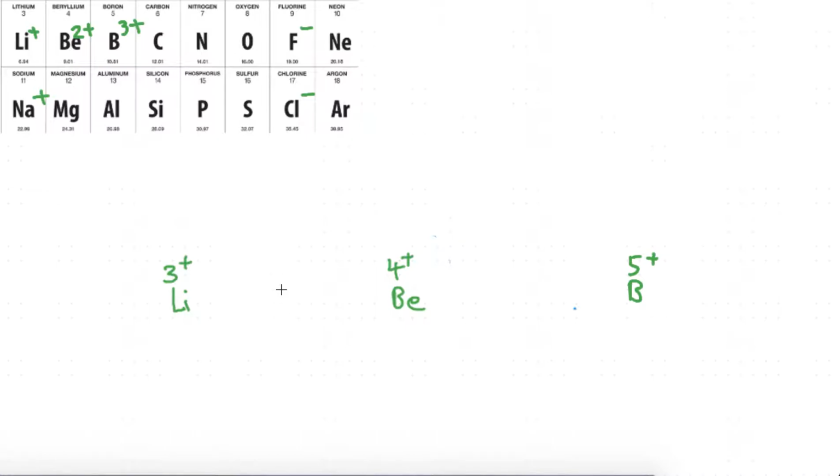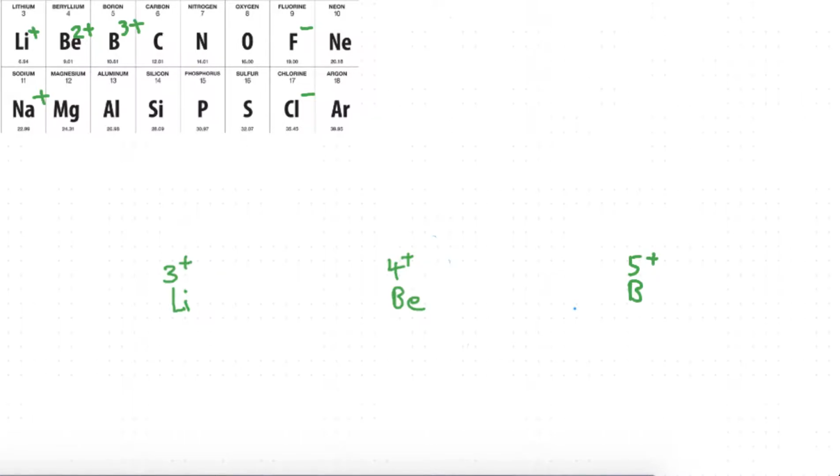And then here we're seeing boron with the most number of protons, which means its nucleus will exert the strongest electrostatic pull on its electrons, meaning the first electron shell will be shrunk the most in boron. So the boron ion will be smaller than beryllium, and beryllium smaller than lithium.